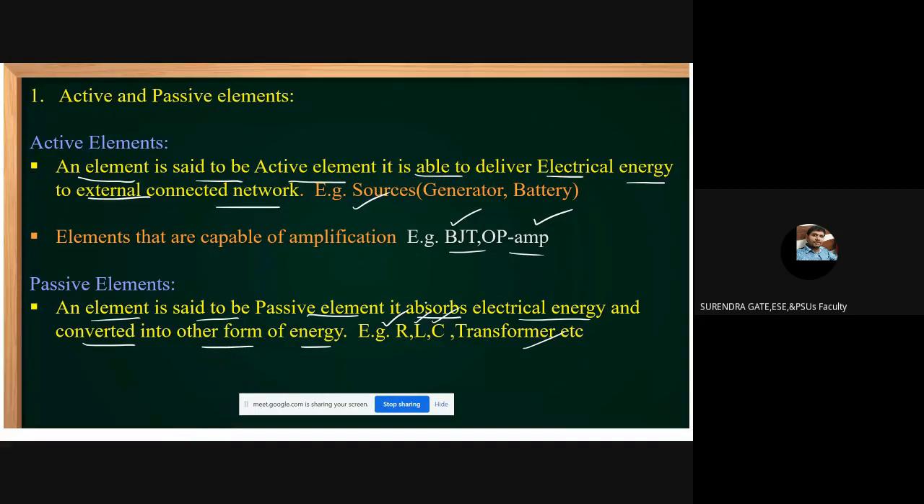That is the reason why this is also treated as a passive element. An element is said to be a passive element if it absorbs electrical energy and converts it into another form of energy. Which elements are passive elements? Resistor, inductor, capacitor, transformer, etc. Students, do you understand what the active element and what the passive element is?